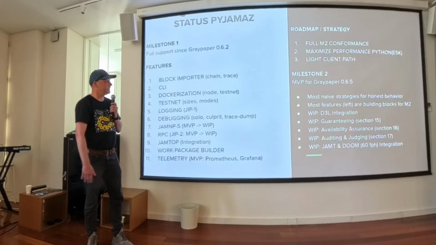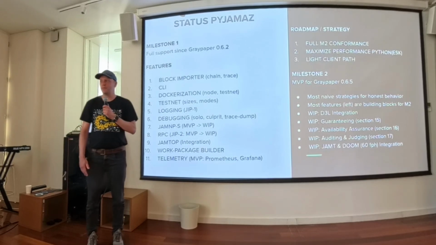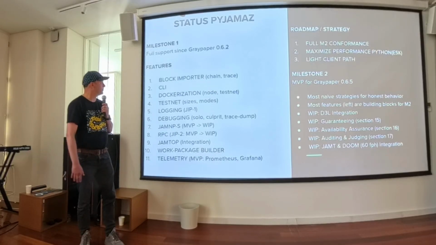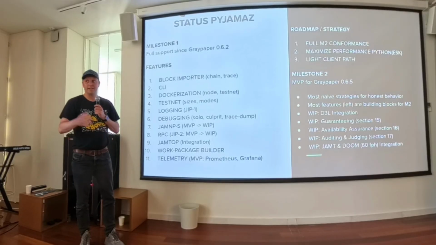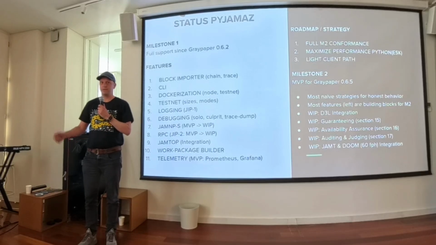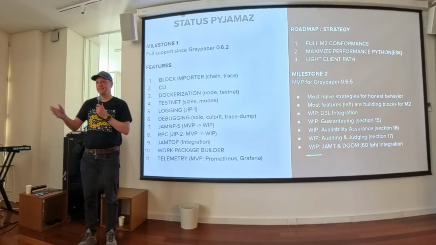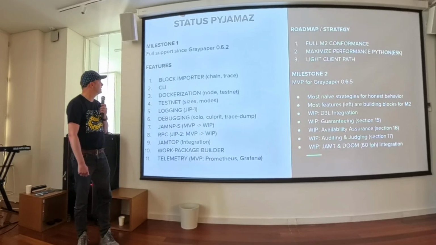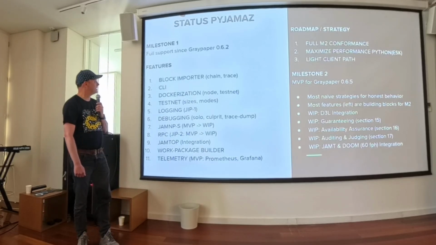Over time, in the past 11 months, we built a number of features. Some are for milestone 1, some are for milestone 2 already. I will briefly go through them. A block importer: we can import a chain and we can import traces. The difference is that with a trace you get a pre-state, a state change, and a post-state, so it can easily be compared.